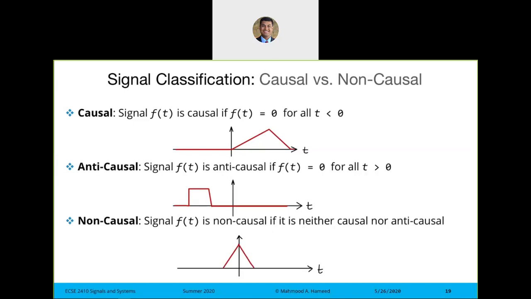Zero is an important point over here. So I'm going to mark 0 time for all of them. And I'm also going to write f of t, f of t, f of t here. So that's one way of classifying a signal depending on its causality: causal, non-causal, and anti-causal.